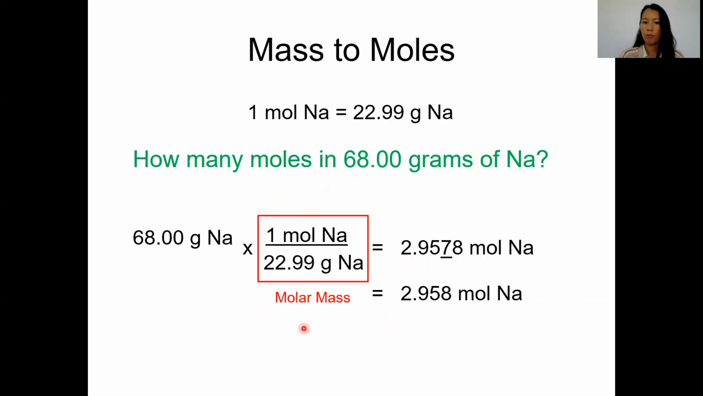Recall, this is molar mass. In this case, I put the grams on the bottom and moles on the top to cancel out grams. If I did the inverse, I would have gotten grams squared over moles, which just doesn't work. So canceling out the units, double check to make sure you did that correct.